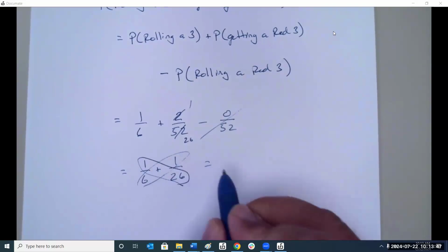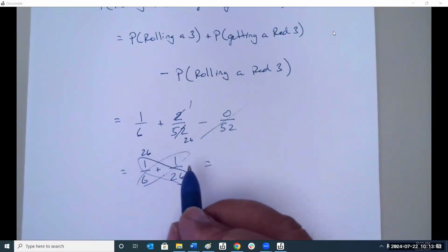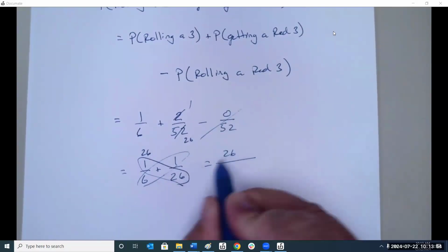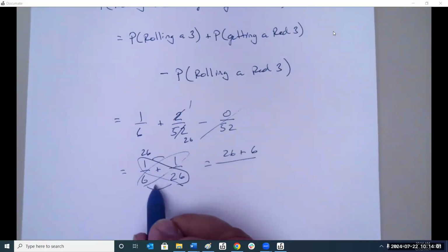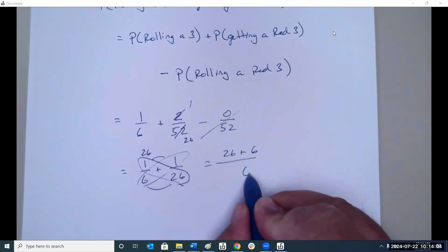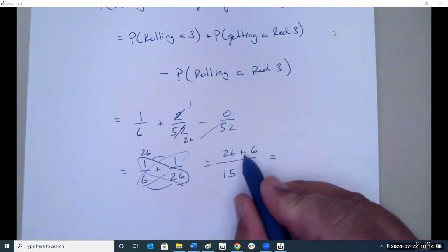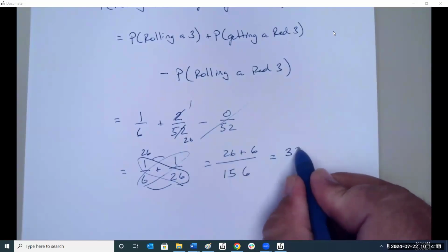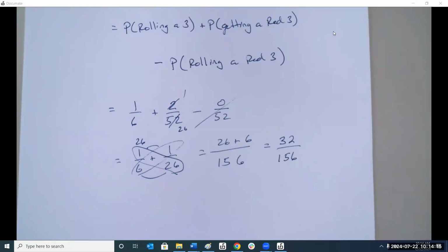You use the butterfly method. 1 times 26 is 26, plus 1 times 6 is 6. That goes on top. On the bottom, it's 6 times 26, which is 156. So 26 plus 6 is 32 over 156. That's the probability of rolling a 3 or pulling a red 3 from a deck of cards.